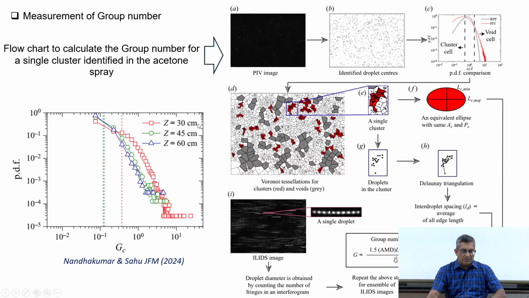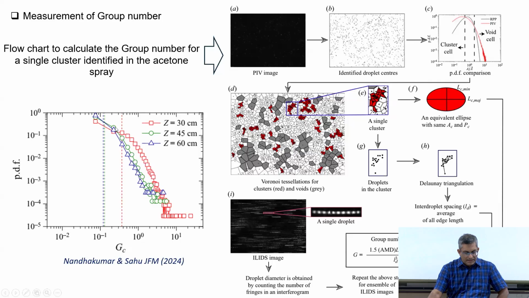In the same spray that we just discussed, where I showed the results for the PDF of the interseparation distance, for those locations we can now calculate the group number, as you can see here. This is the group number calculated for individual clusters, and you see that you have a distribution of the group number. The group number itself is not the same; it depends on the particular cluster, on the size and separation distance of the droplets of that cluster.